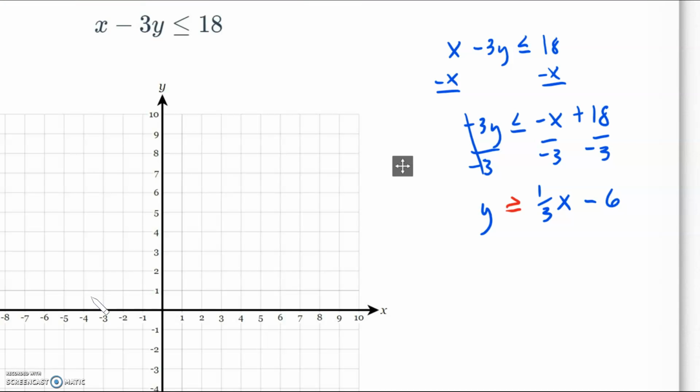Okay, so I went ahead and solved for y, and this is what I got it down to. After moving the x and dividing by -3, I have y is greater than or equal to, I had to flip my symbol again since I divided by a negative. So greater than or equal to 1/3 x minus 6. So I'm going to go down to -6, plot a point, and then go up 1 over 3. All right, and then when I shade it, I'm going to have to shade above the line.